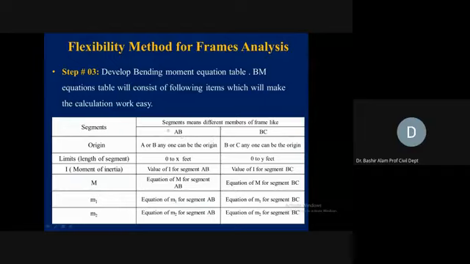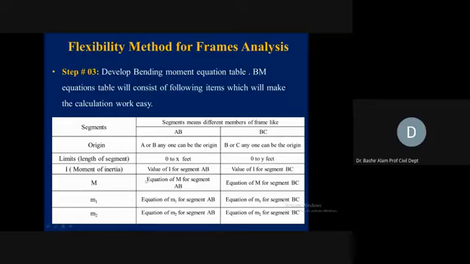Now here we are writing the segment. Origin, let's say from A to B or B to A, where you are taking your origin and how you are going to progress. Limits, the starting point and ending point where this equation is going to be applicable. I, whether it is 2I, 1.5I, or I, you need to write the value. Similarly for the other segment BC, you need to do the same.